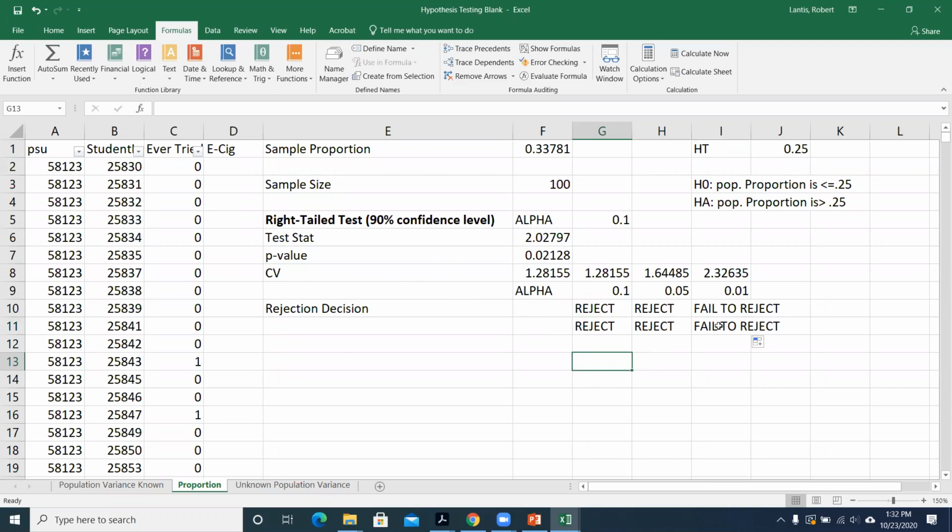Because if I can reject something with 90 and 95% confidence, I might not be able to reject it with 99% confidence. Like if I told you, with 90% confidence, I can tell you that the sky is green. Well, you might be able to say that with 90% confidence, but can you say it with 99% confidence, right? Because that's an even higher level.